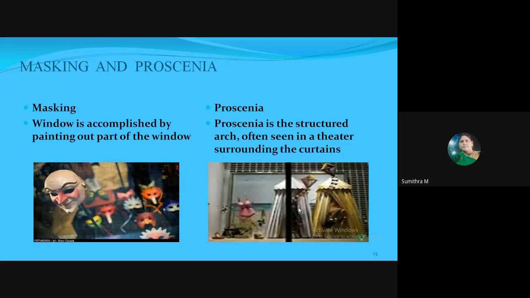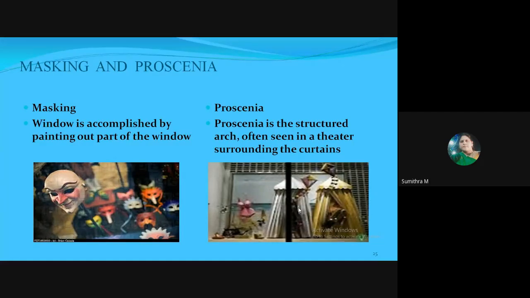Next is about masking and portioning. Masking means outside of the window, some attractive faces of humans or animals, or some attractive flowers or triangles, hexagons, whatever you feel, will be painted. That is named as masking. So it is also one way to find the product or find the shop.